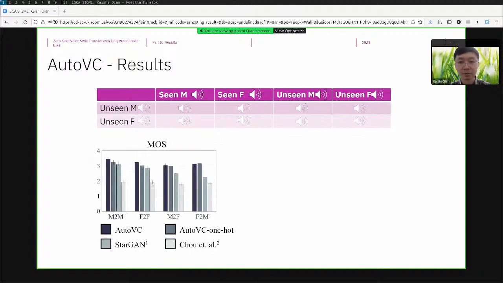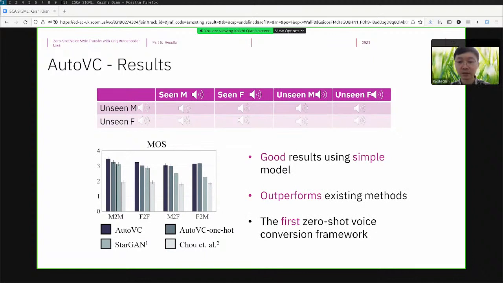And this bar plot shows the subjective speech quality mean opinion scores evaluated by human listeners. So as we can hear and see, AutoVC achieves very good results that outperform the baselines under all conditions. It is also the first voice conversion framework that achieves zero-shot voice conversion.